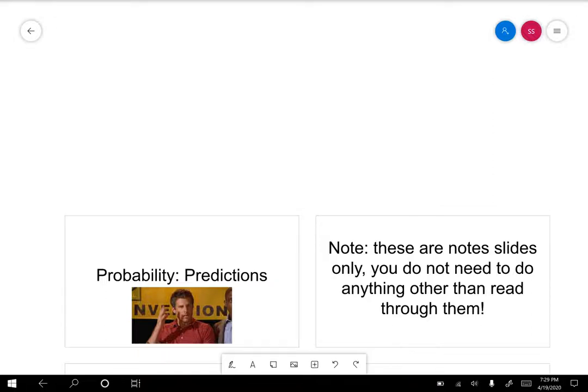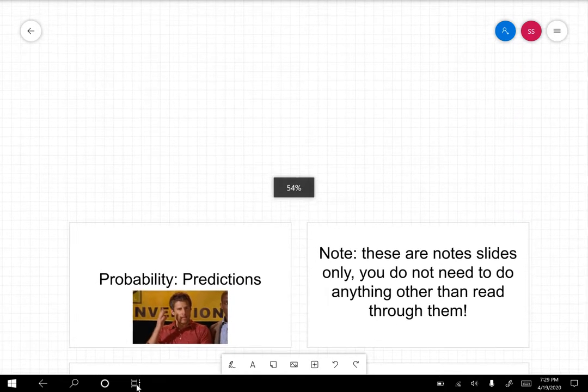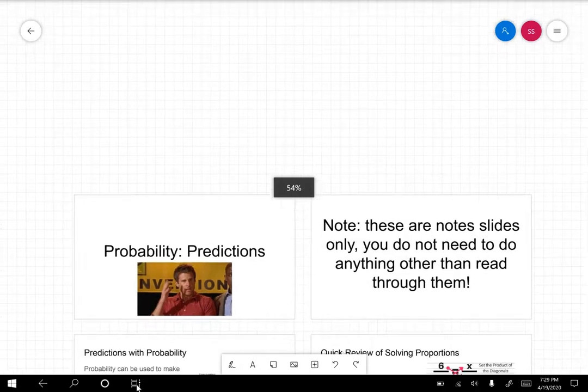Hey everyone, today we're going to talk about predictions with probability. So again, when I post these slides online, just remember they're notes. You don't actually have to do anything with them. It's just to give you some examples of problems.